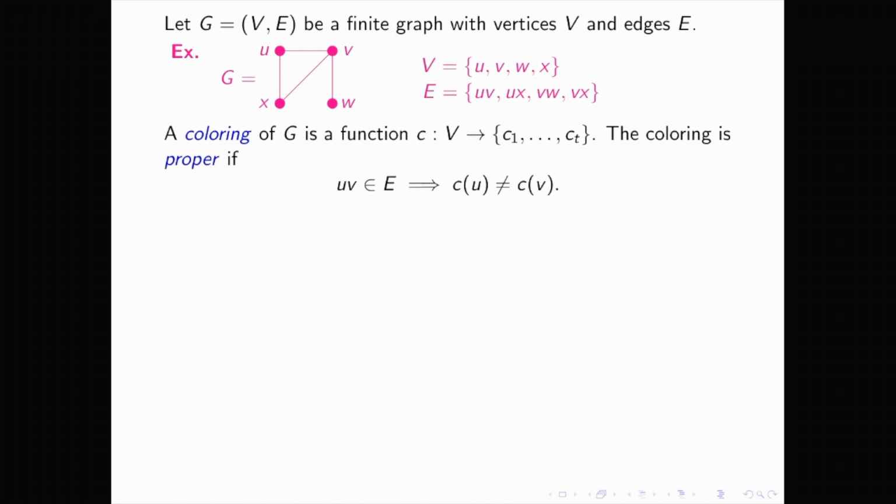So a coloring is proper if whenever you have an edge, say from u to v, the colors that you assign to its endpoints are different. So the color of u cannot be the color of v if u and v are connected by an edge. Okay? So let's go back and make sure this is clear by looking at the example. So here is a coloring of this graph with three colors, blue, red, and black, and it's proper. No edge has the same colors on it.